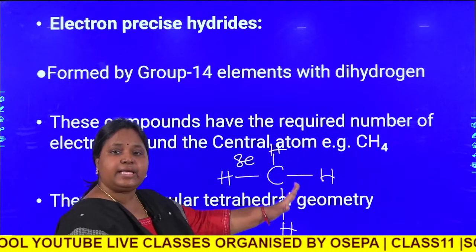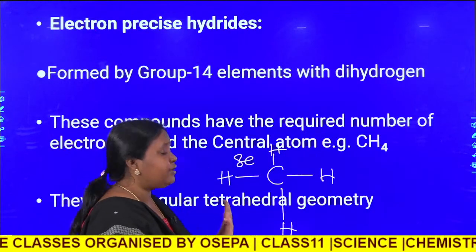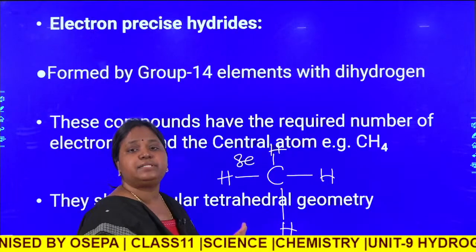So its octet has been satisfied and no extra electron is available, or it is not deficient in electron.